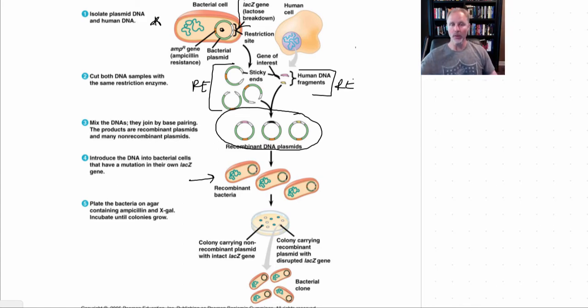So then inside of this growth medium here, what they're going to do is they're going to put X-gal, and they're going to put ampicillin, and they're going to put some lactose. They're going to put a variety of different types of things in there. And what they're doing essentially is now they're going to look for and see if these bacterial cells are recombinants or not.